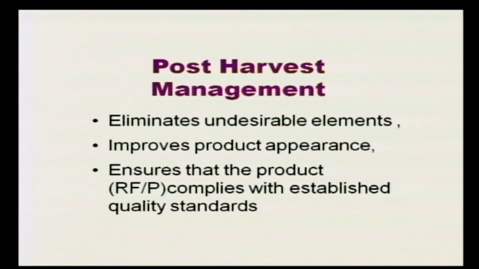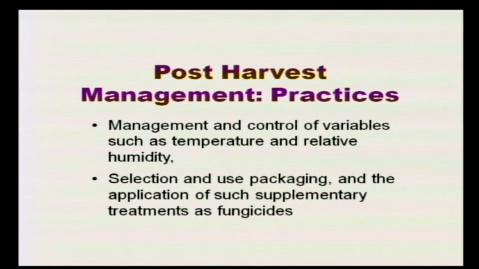The next question comes, what does it do? The activities help to eliminate undesirable elements. They improve the product appearance and also ensure that the product complies with the established quality standards. Let us see what the practices are and how we control them. Primarily, it is controlling moisture and temperature, which can give us good results. The variables are temperature and humidity, then selection and use of proper packaging material and storage practices. This would help us in proper post-harvest management activities.